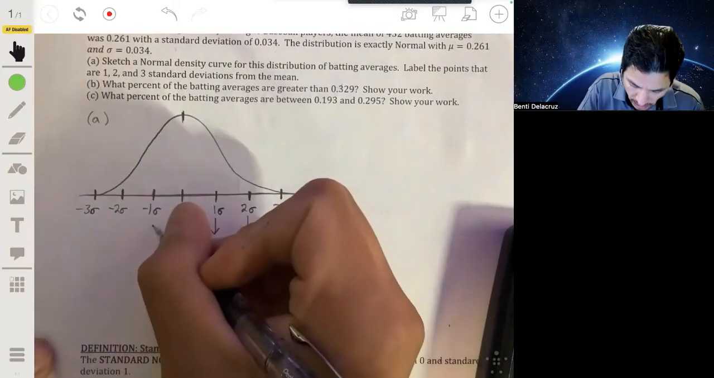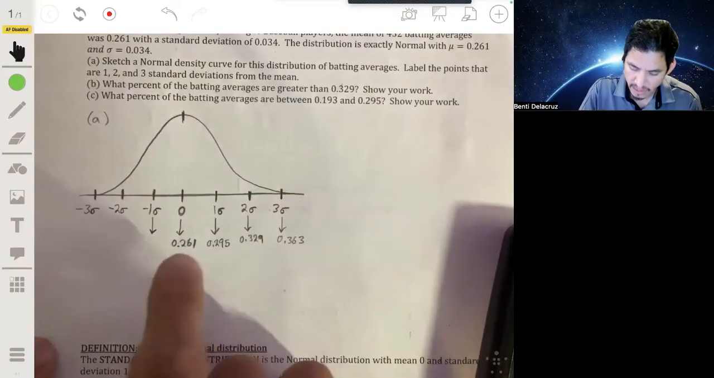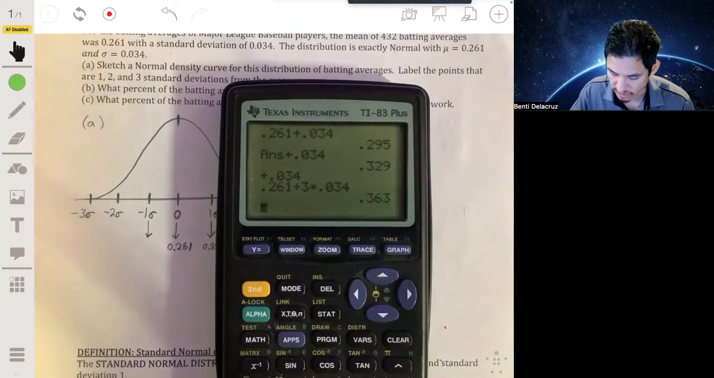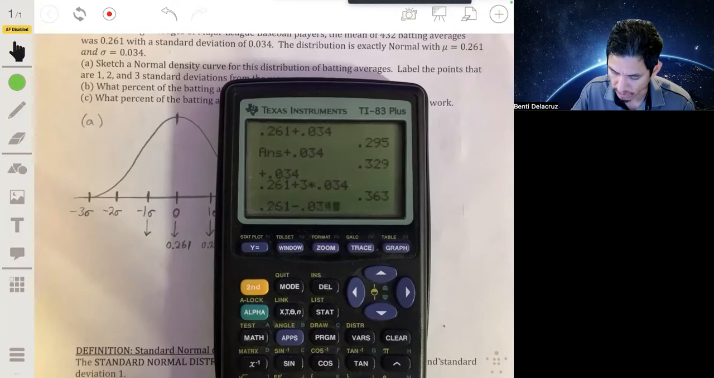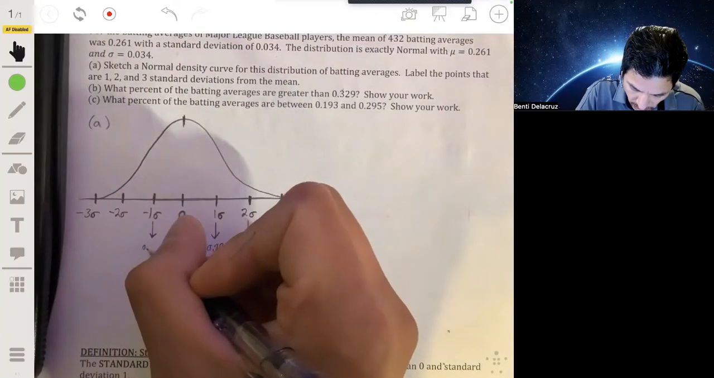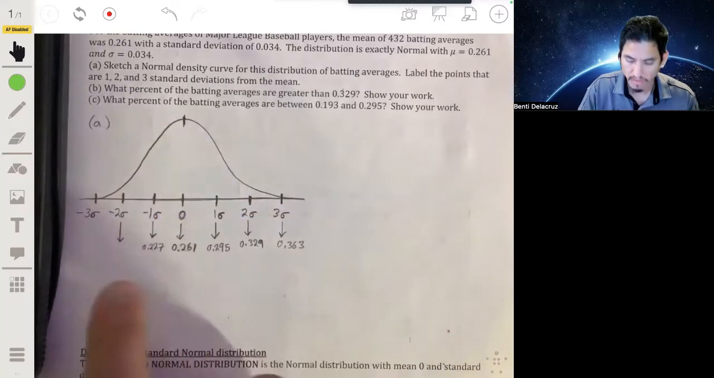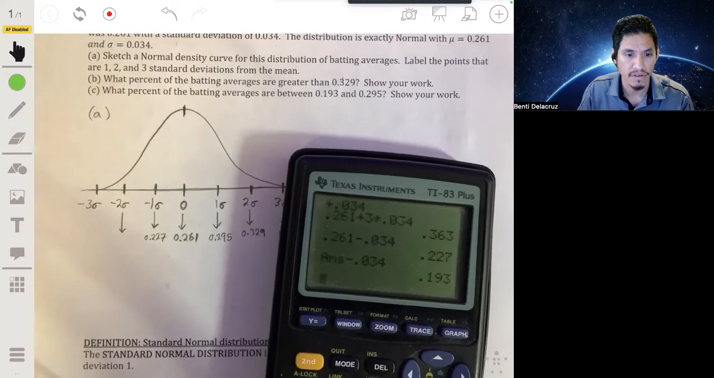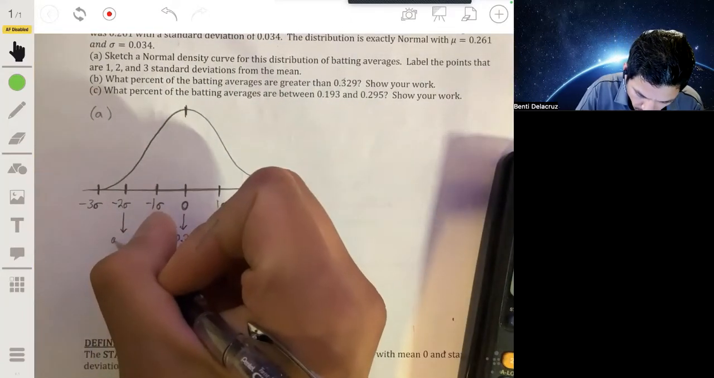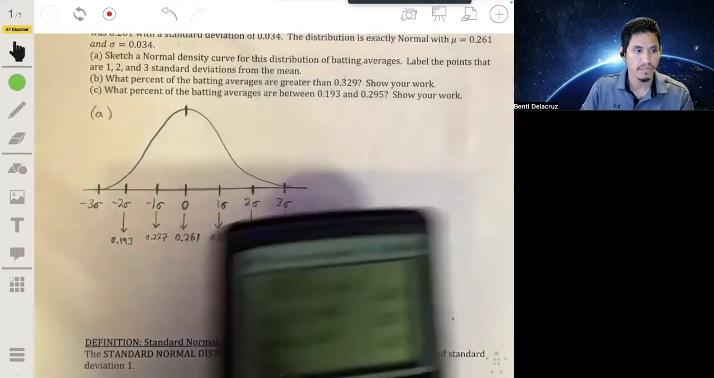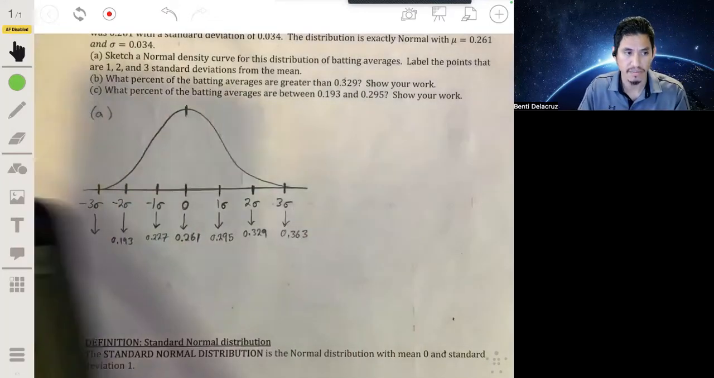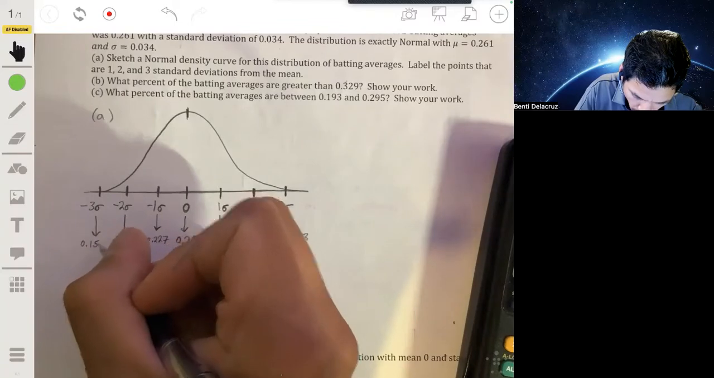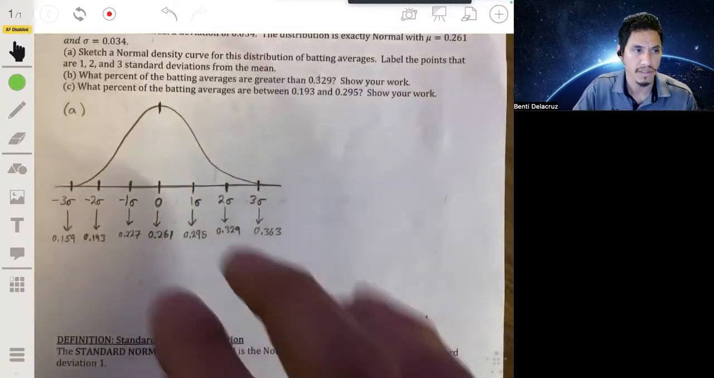Okay, now it's very similar for the values on the left, except you just subtract that many standard deviation values from the mean. So for -1 standard deviations, or 1 standard deviation to the left, you do 0.261 minus 0.034, and you get 0.227. For 2 standard deviations to the left, you just subtract 0.034 again from the mean of 0.261, and you get 0.193. And for 3 standard deviations away, you just subtract 0.034 again, and you get 0.159. Okay, so that's the first part.